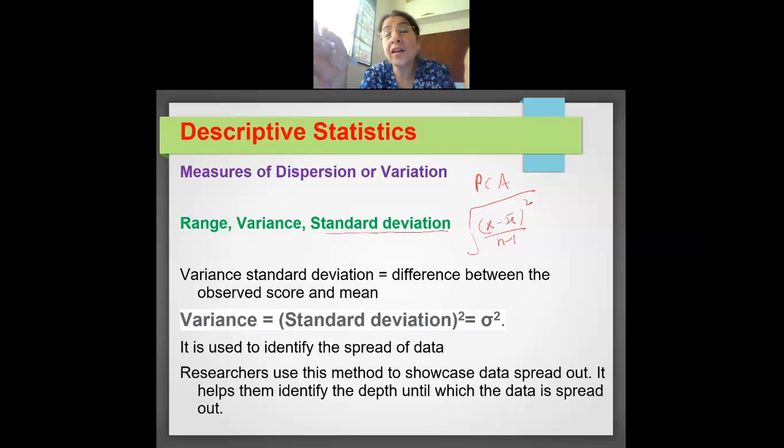If data is closely bound together, your standard deviation will be quite low. But if your data is widely spread, standard deviation will be high.